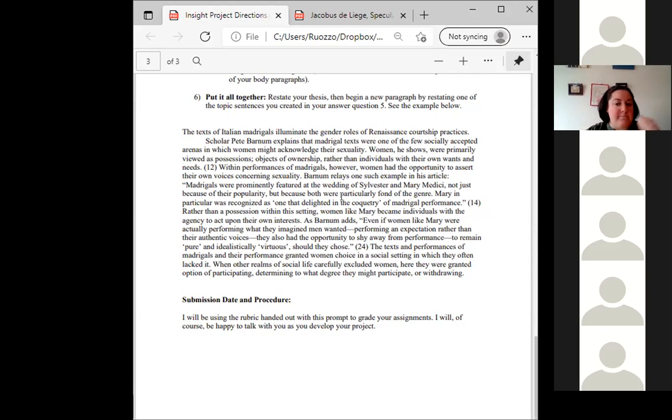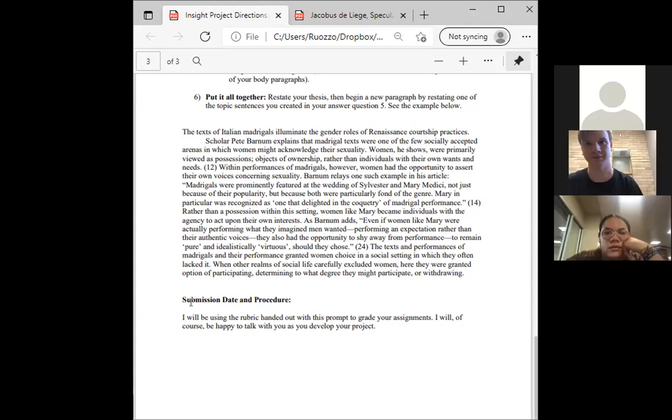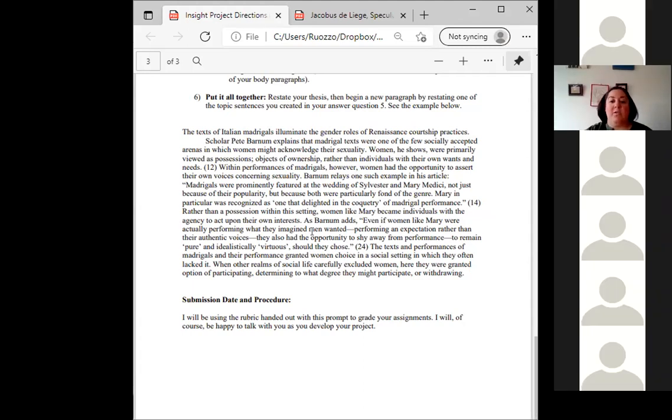Thumbs or hands, either way. Okay, seeing some thumbs, good. So this is due October 4th, and I'm going to post on Blackboard a rubric by which I will grade the submissions.